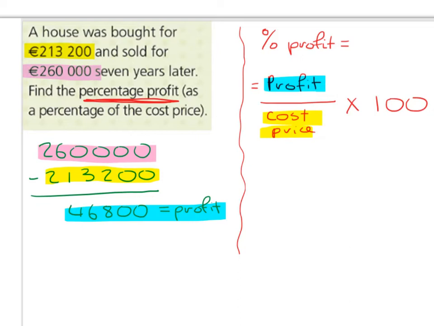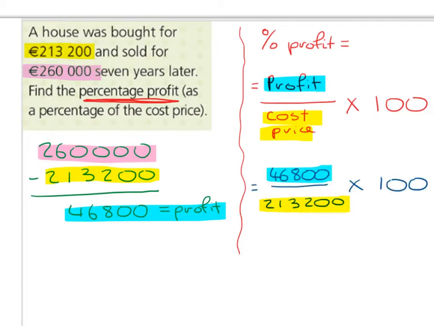So remember, percentage profit is the profit divided by the cost price multiplied by 100. So the profit is 46,800. We're going to divide that by the cost price, which was 213,200, and then multiply by 100 to get a percentage. So 46,800 divided by 213,200 multiplied by 100 gives us 21.95% to 2 decimal places, which is approximately equal to, that's what our squiggly brackets mean, 22%.